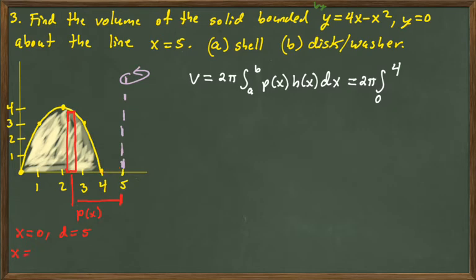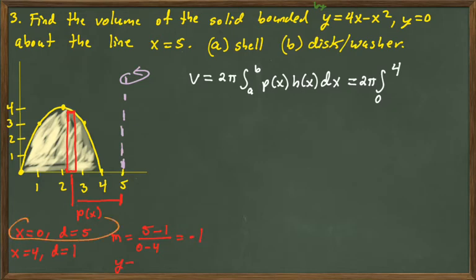So when x is 4, the distance is going to be 1. And so we have a linear relationship between the x position and its distance from 5. So we can go ahead and find the slope, where it's going to be the change in distance, so 5 minus 1, over the change in x. So 0 minus 4, so it's going to give us negative 1.